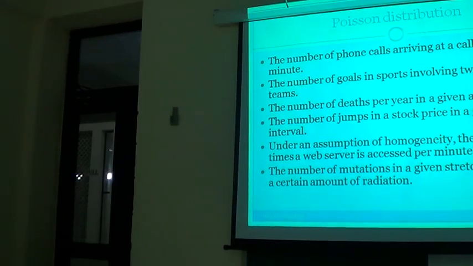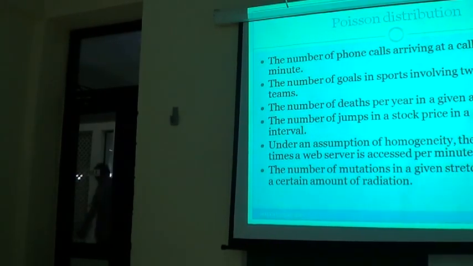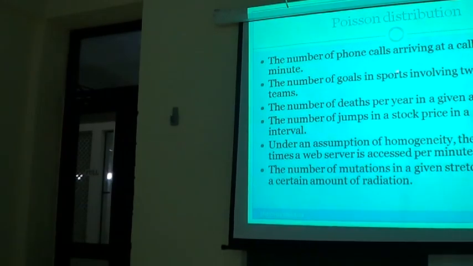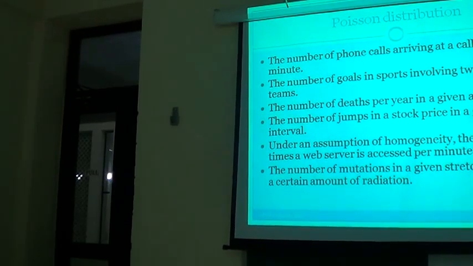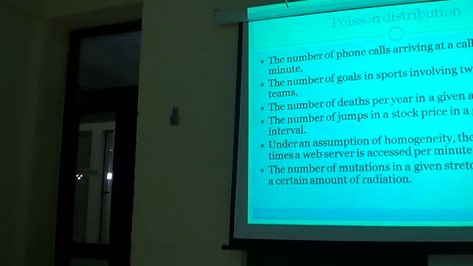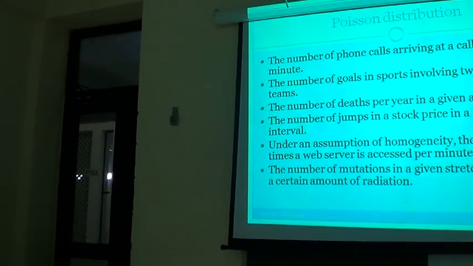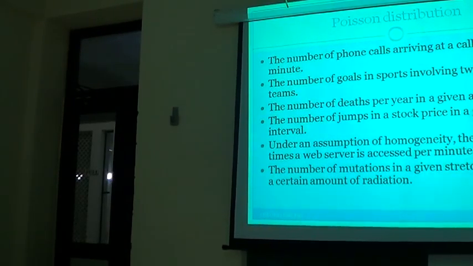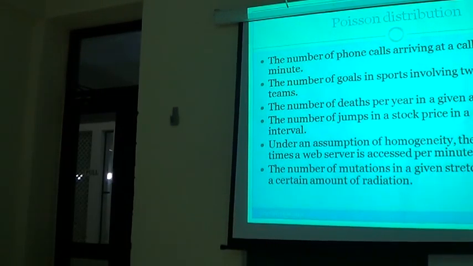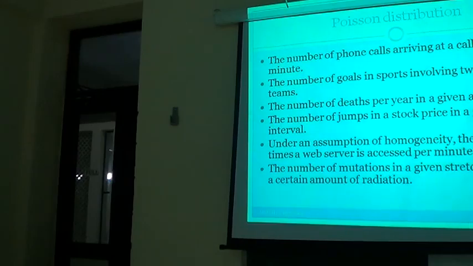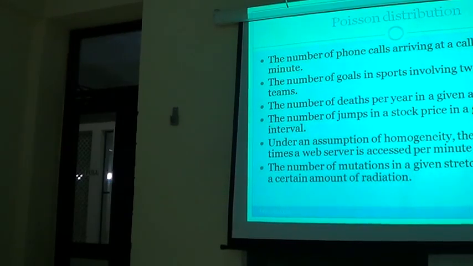very important definition for discrete or continuous. Number of goals in sports involving two competing teams. In sports it could be softball or, of course, soccer, right? Goal, or hockey as well. There is a goal there. Number of deaths per year in a given age group. Number of deaths you can measure, you can count: 1, 2, 3, 4, 5.